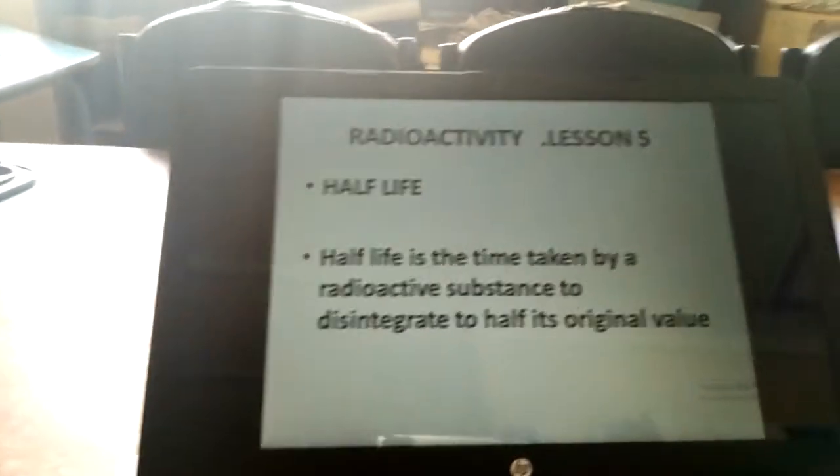Welcome to our lesson 5 on radioactivity. Okay, now we are going to look at half-life.